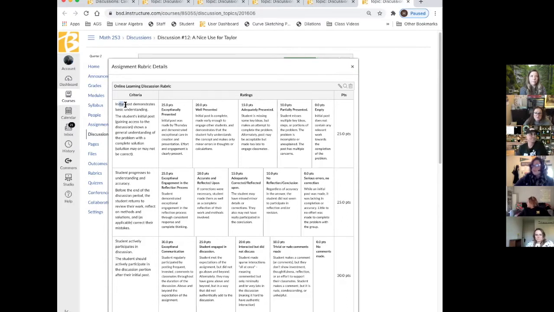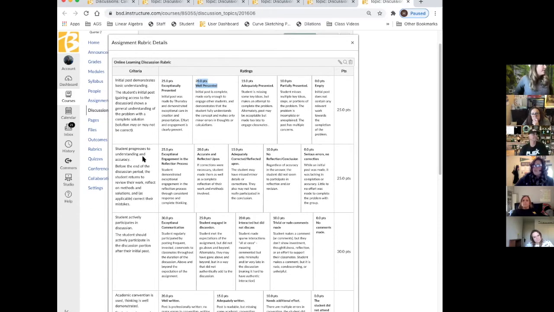This is the initial post, demonstrates basic understanding. They get full score. This would probably be like a 4, right? If they posted by Thursday and they took their time to do it. It can be wrong. They just put in effort and posted by Thursday. And then well presented happens when they are posting it late, or they don't really give adequate effort, in my opinion. Adequately presented and partially presented, or as it stands.